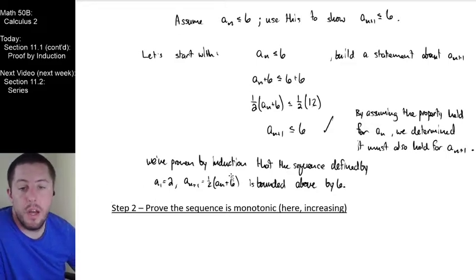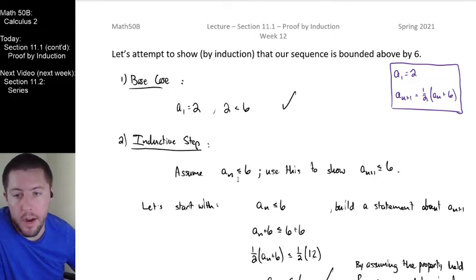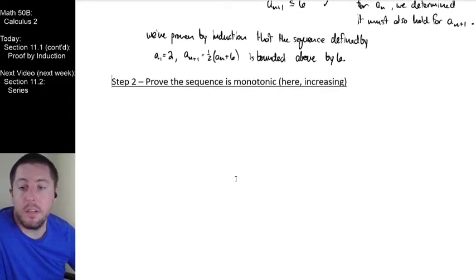Now, let's do another proof right here. So we did one proof by induction to show one of the required two properties for the monotonic bounded theorem. Now let's prove the other part of the monotonic bounded theorem. We also need to show that this is strictly a monotonic function.